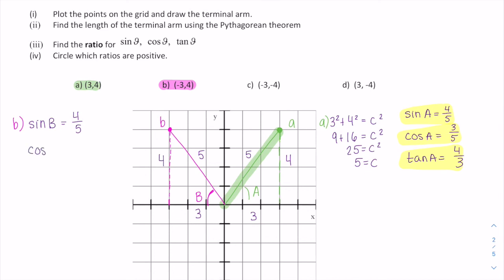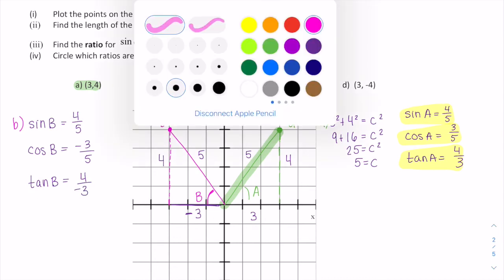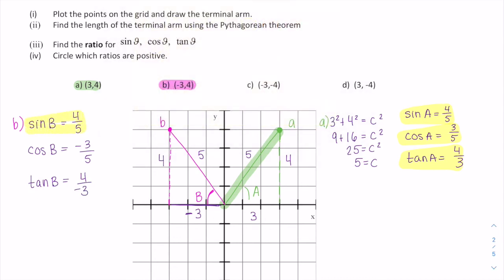And now my cosine of B, I'm going to have -3 over 5. And the reason it's negative is because this 3 here is going in the negative direction. See how my 3 over here is negative? Because it's going in the negative direction, we're going to account for that in our ratios. Now we have tan of B, and that's going to be opposite over adjacent, so we'll have 4 over -3. So now our last step was to highlight the positive ones, which is just this one.